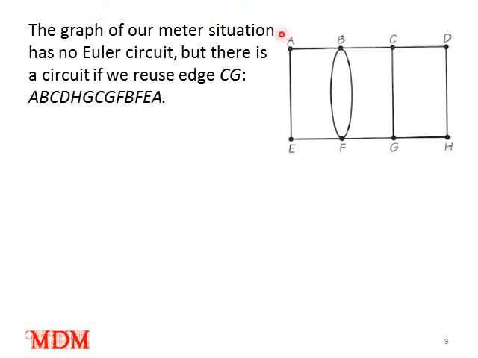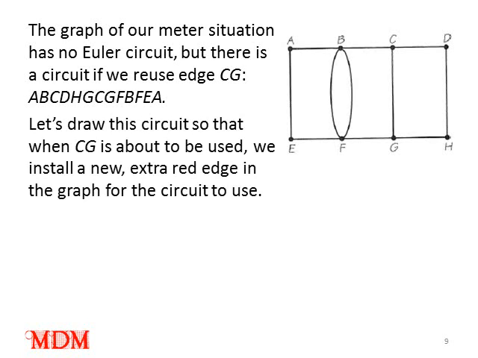So we can start at A, then go to B, C, D, H, G, C, back to G, F, B, F, E, A. Let's draw this circuit so that when CG is about to be used, we install a new extra red edge in the graph for the circuit.